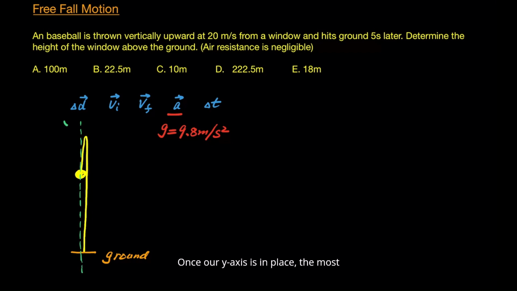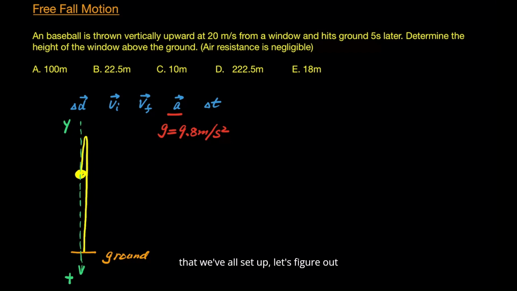Once our y-axis is in place, the most important decision we'll make is to choose a positive direction. And this is very important. It will affect the sign of every value we're going to use. For free fall problems, it's often convenient to define downward as the positive direction. So this is the positive direction. We'll solve the problem using this approach first, and then I will show you how to do it with upward as positive. You will see we'll get the same answer either way.